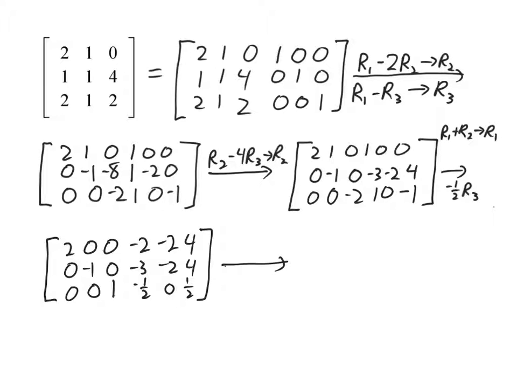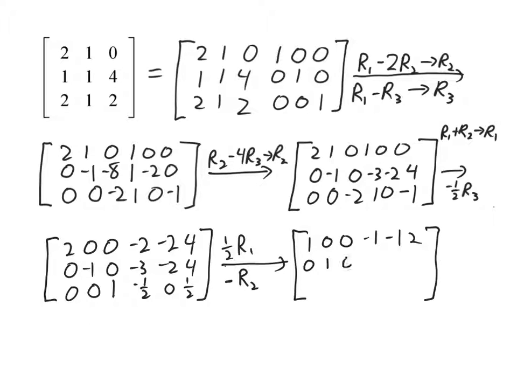Now, I'm just going to multiply row 1 by 1/2 and take negative row 2, just change row 2 to a negative. So I get 2 divided by 2, which is 1, 0, 0. Negative 2 divided by 2 is negative 1. Negative 2 divided by 2 is negative 1. 4 divided by 2 is 2. And then I go 0, 1, 0. Negate, negate, negate. And then I have 0, 0, 1, negative 1/2, 0, 1/2.